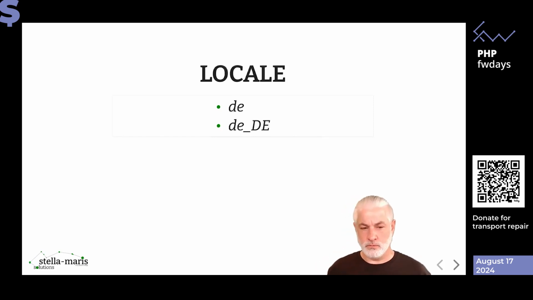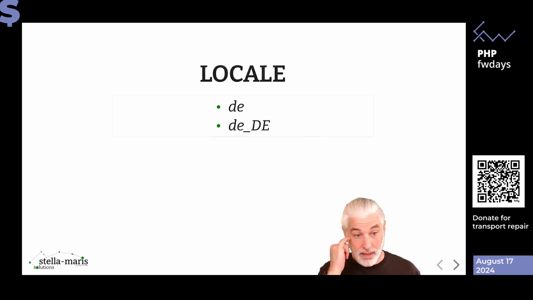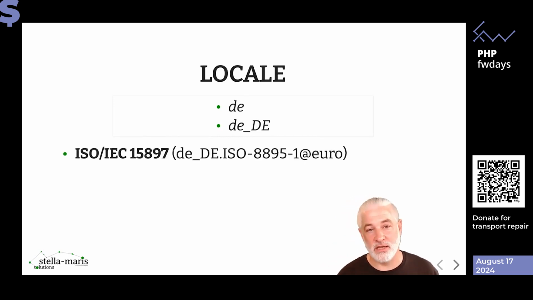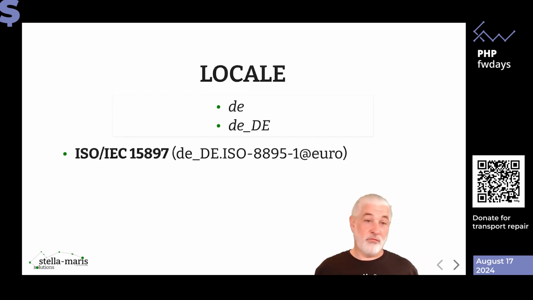This format of a locale was developed ages ago. And that is the so-called ISO or IEC 15897 format. The full format would be DE_DE.ISO8859-1@euro, meaning German as it is spoken in Germany. All the strings that we have translated are encoded in ISO 8859-1, but actually it's ISO 8859-15 because we use the Euro sign as well.